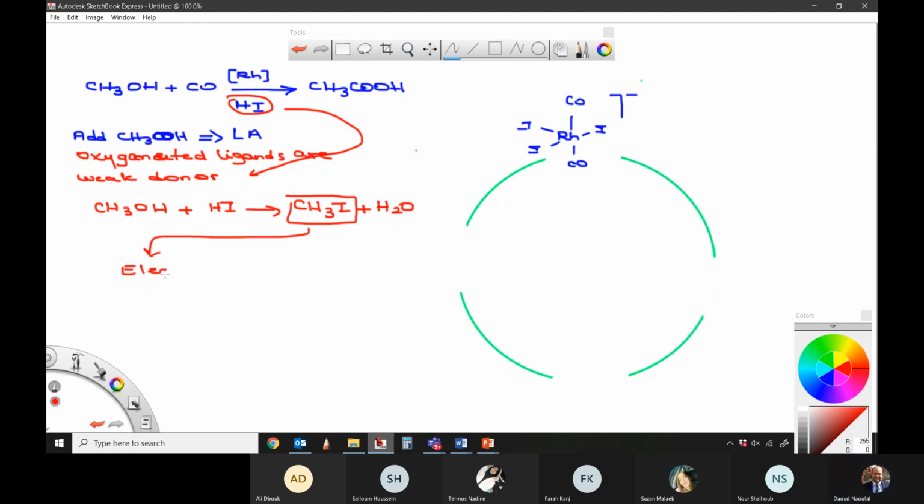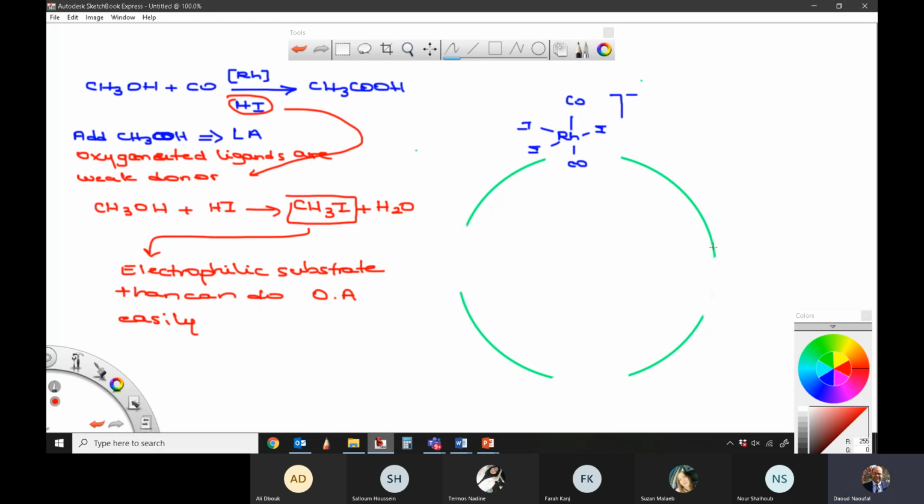So CH3I is an electrophilic substrate that can do oxidative addition easily. So this is the role of HI. The role of HI is to transform CH3OH to CH3I that can be added easily. So in reaction 1, I have now CH3I in my reaction system.